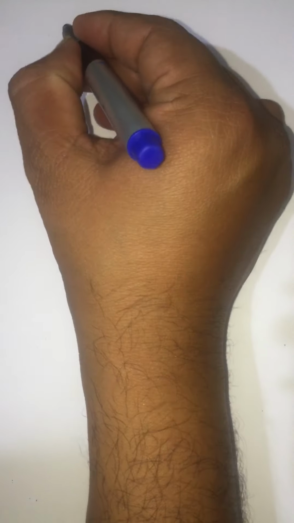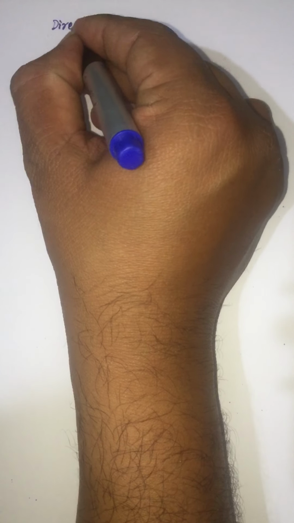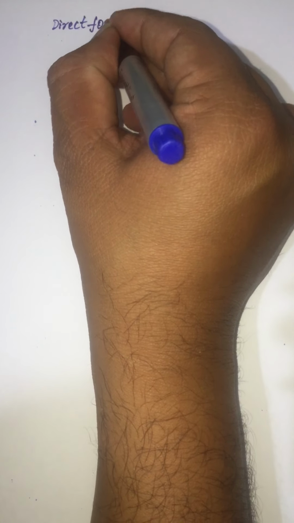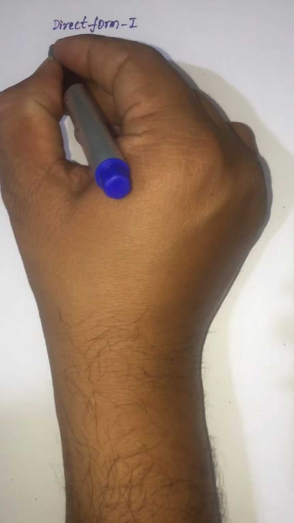Welcome back. Now let us discuss block diagram representations. There are two types of block diagram representations: one is direct form 1 and the other is direct form 2. These are the two types of block diagram representation in this particular unit.